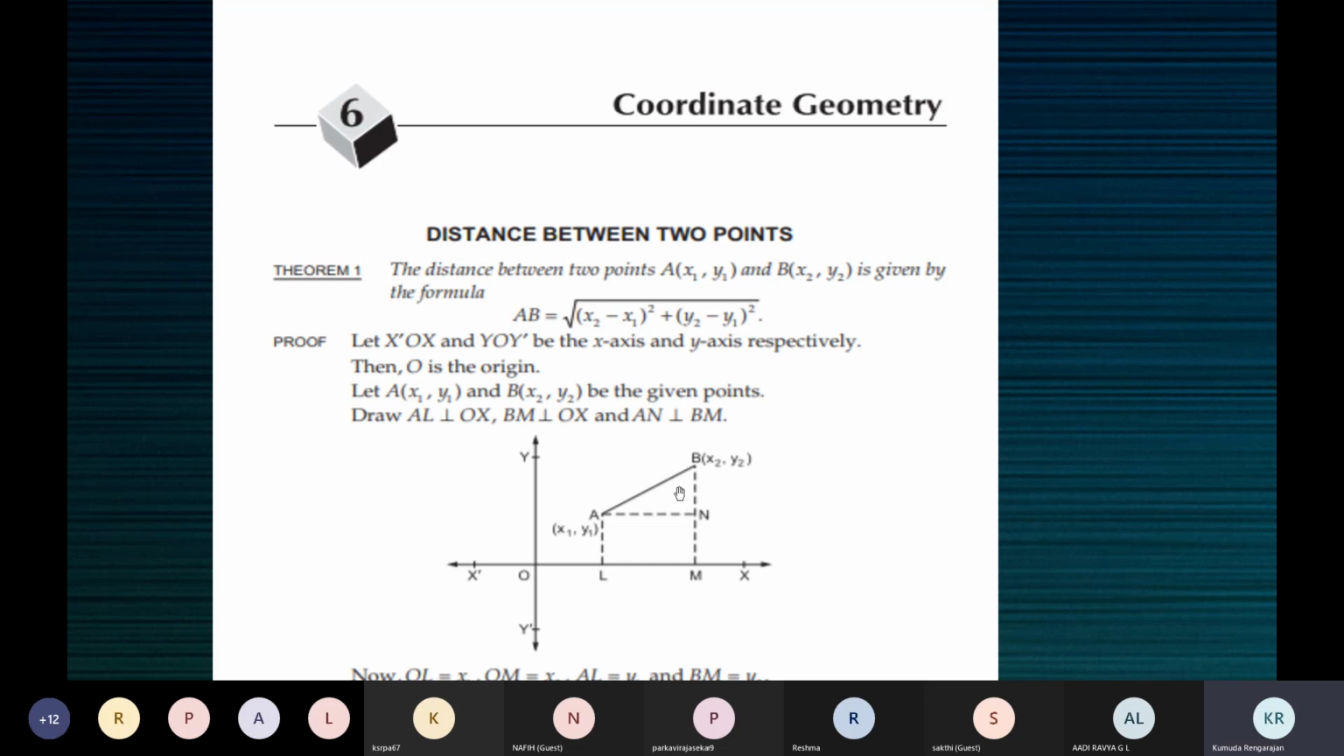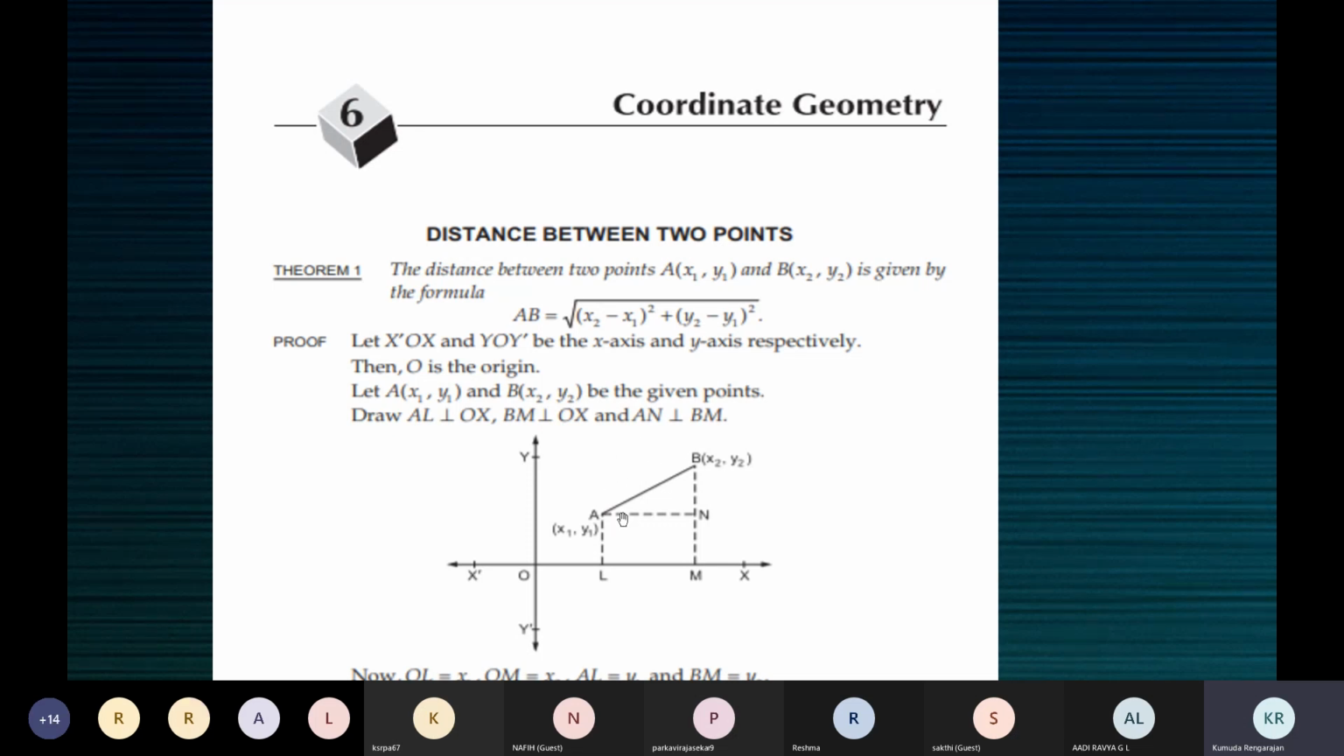We'll apply Pythagoras theorem in this triangle and find the length of the line segment AB in terms of x1, y1 and x2, y2. Now to use Pythagoras theorem, you need to know the lengths of the sides. AB is unknown; we're going to find it.